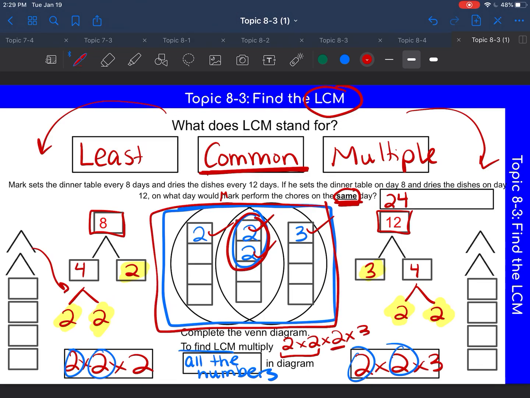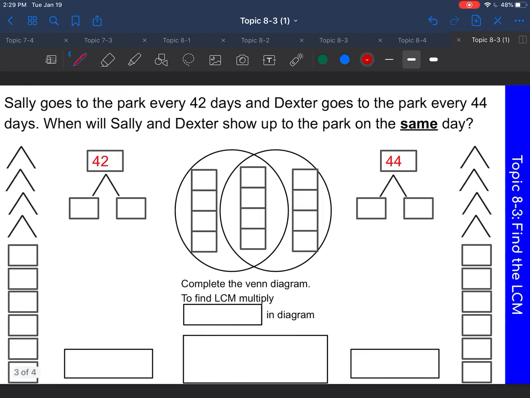Okay, so on what day would Mark perform the chores on the same day? The 24th day. That's the least common multiple of 8 and 12. So let's try another example. Sally goes to the park every 42 days, and Dexter goes to the park every 44 days. When will Sally and Dexter show up to the park on the same day? Again, keyword is same.